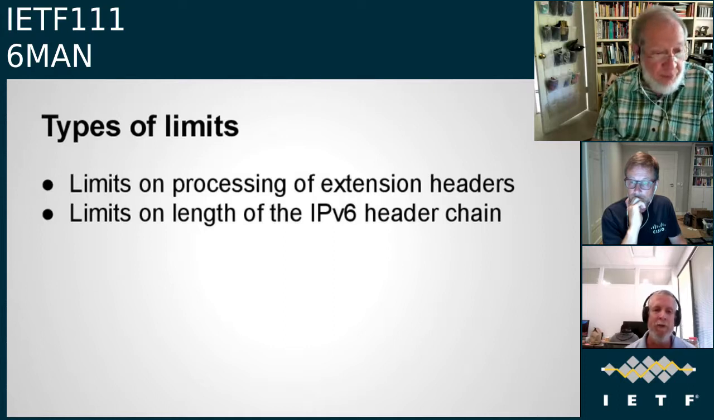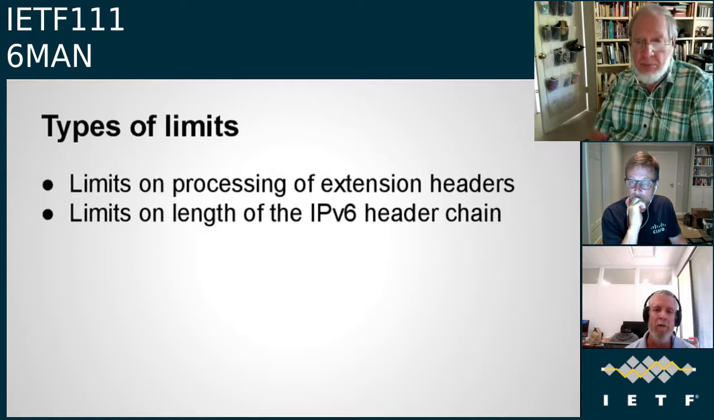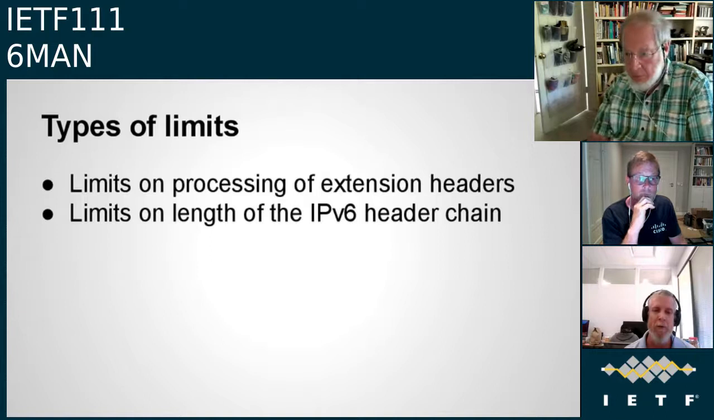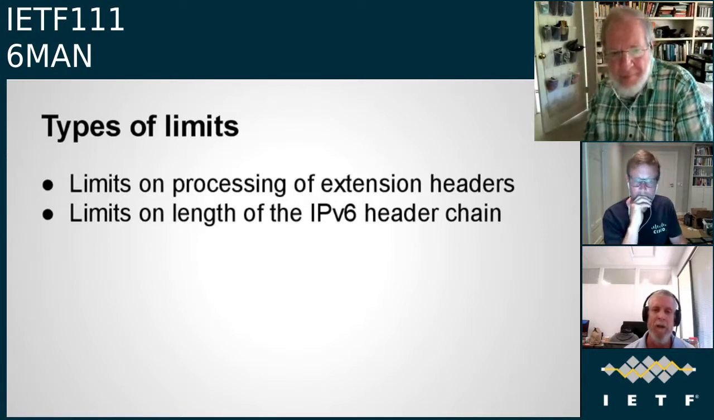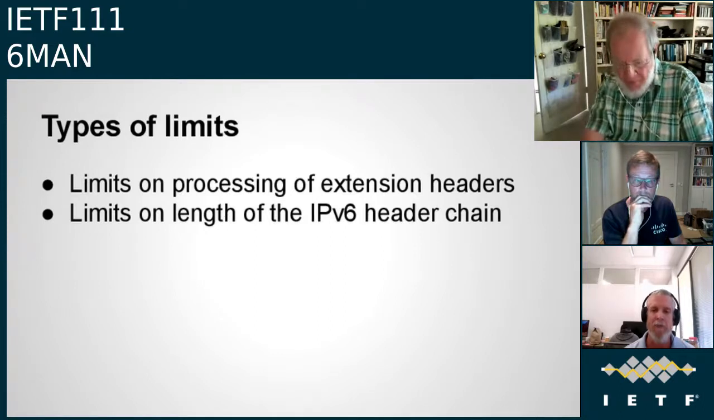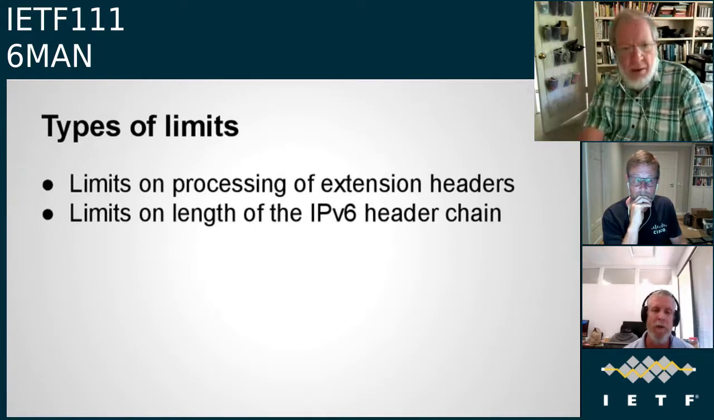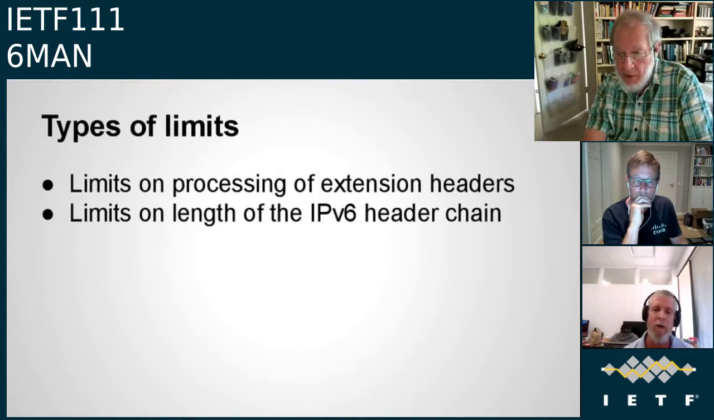There are two fundamental types of limits described here. One is limits on the processing of extension headers themselves. So that would include size of extension headers, number of them, number of options, length of options. But the other one is a limit on the length of the IPv6 header chain itself. And that's relevant for a very particular reason in deployment that I'll get to in a moment.